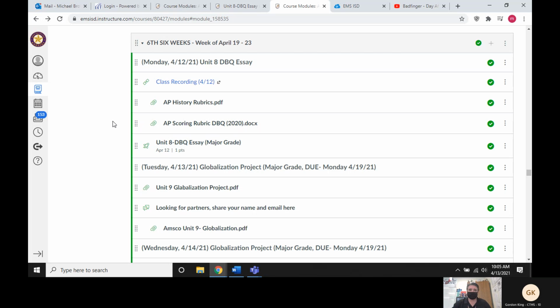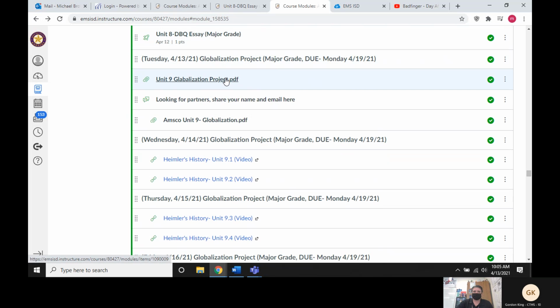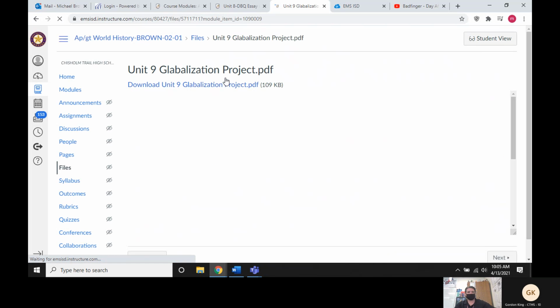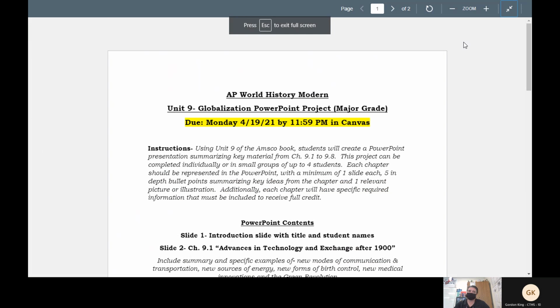So let's take a look at this. If everyone will go ahead and go down to the globalization project. Let's explain what this is. It's a good amount, but the good thing is, even though there's a lot to it, it's not all that difficult. It's going to take you a little bit of time, but you may be able to find some ways to minimize what you've got to do.